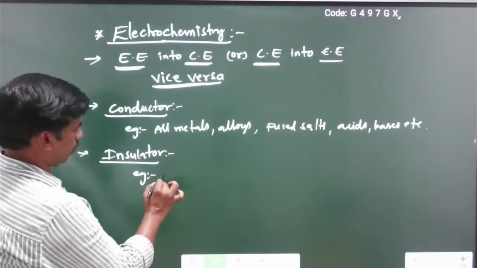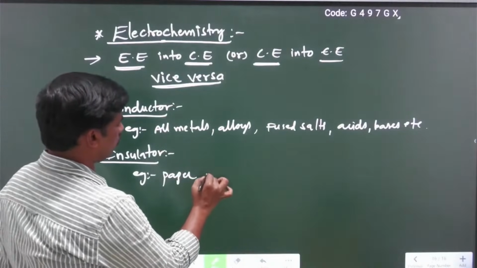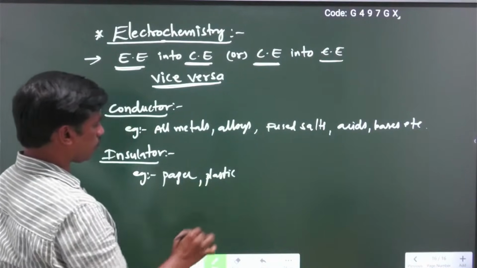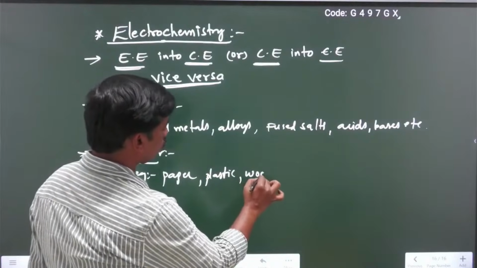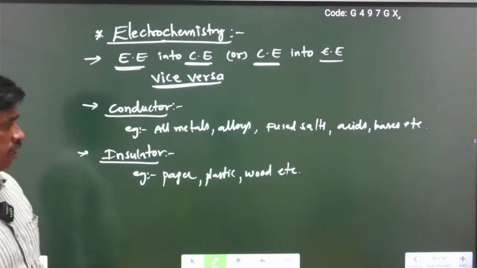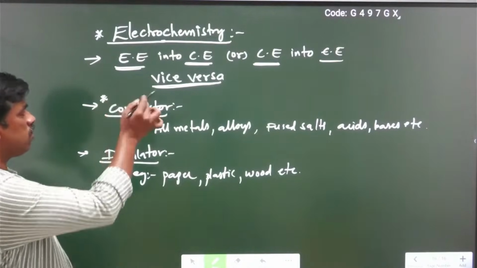Paper, plastic, wood, etc. are going to act as what? Insulator. A simple question they may ask is what is meant by a conductor.